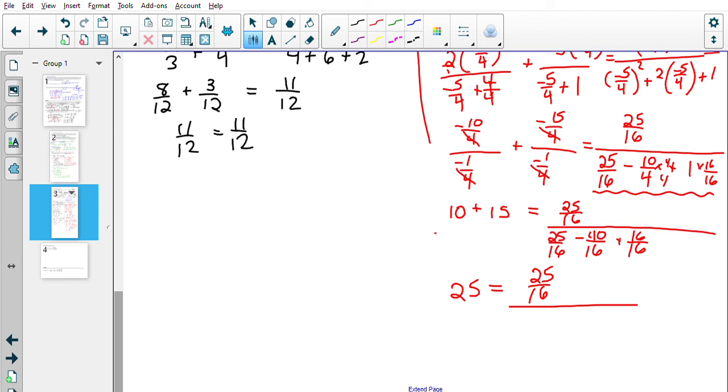So 25 minus 40 is negative 15, plus 16 is 1 over 16. And the 16s cancel, and it looks like I'm getting 25 on the left and 25 on the right. And that looks like it checks out and also works.